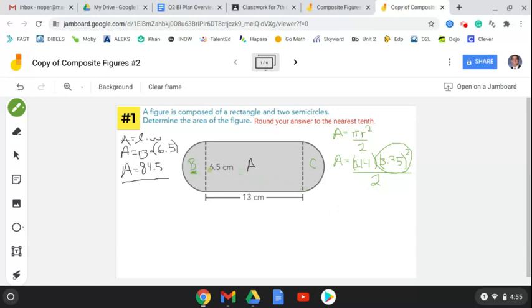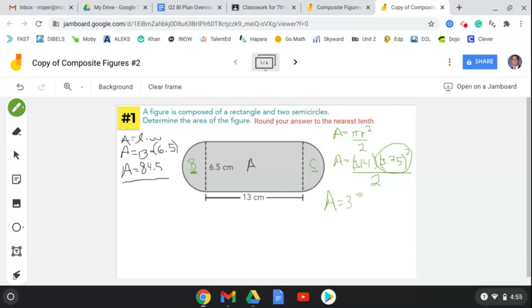But as you can see, I have semicircle C as well. And semicircle B and C are actually the exact same, right? They have diameter of 6.5 and radius of 3.25. So what I could do is take the area that I just got and multiply it by 2, and that would give me 33.16625.